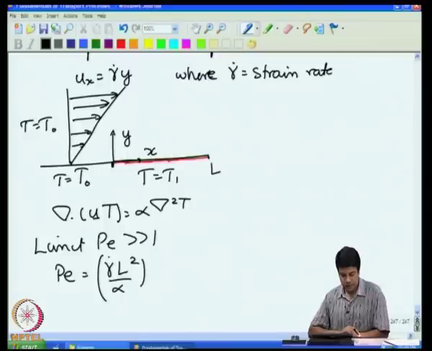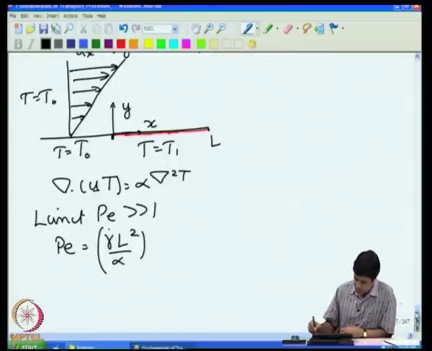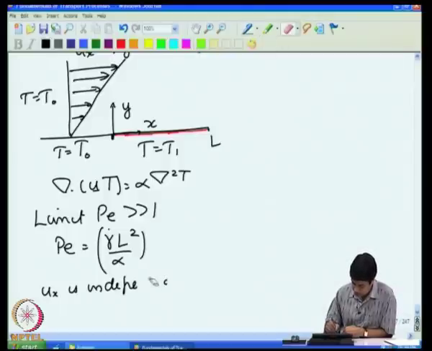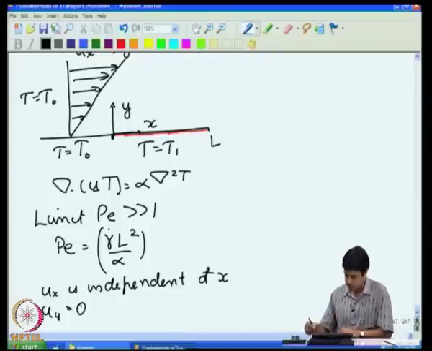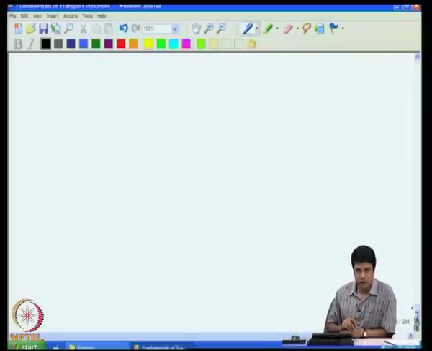Further, the velocity is not varying as a function of the streamwise direction. So, I have u x is independent of x, and u y is equal to 0, there is no flow perpendicular to the plate.